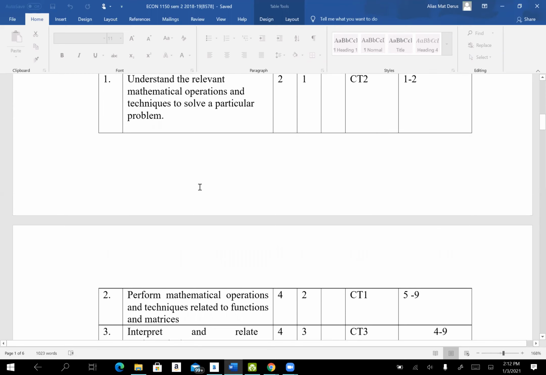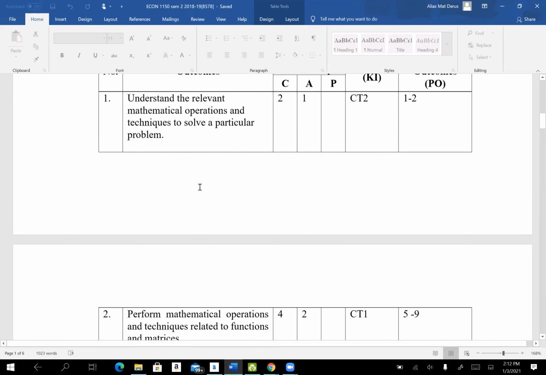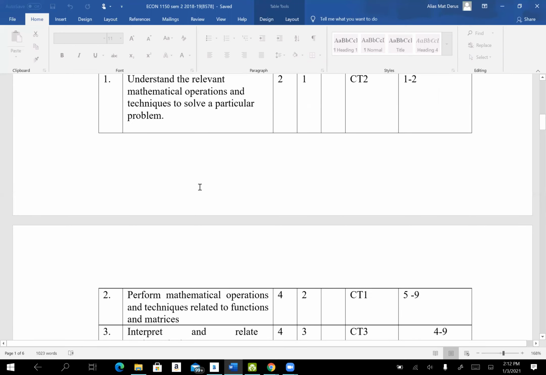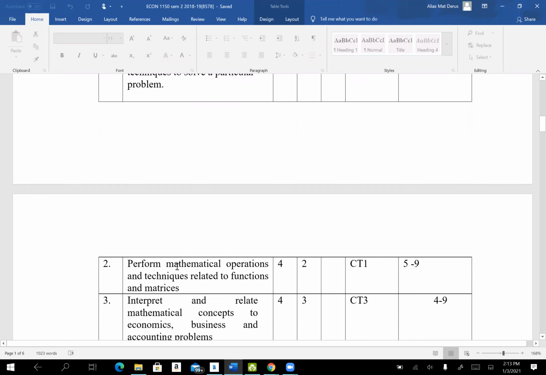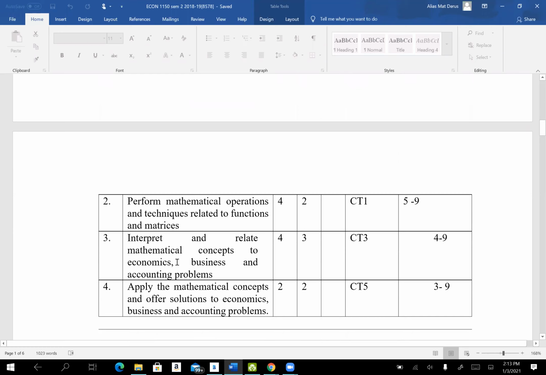Now, what is one and two? What is it, one and two? What do you understand, okay? From the outcome number one, and outcome number two. And then outcome number three, outcome number four.